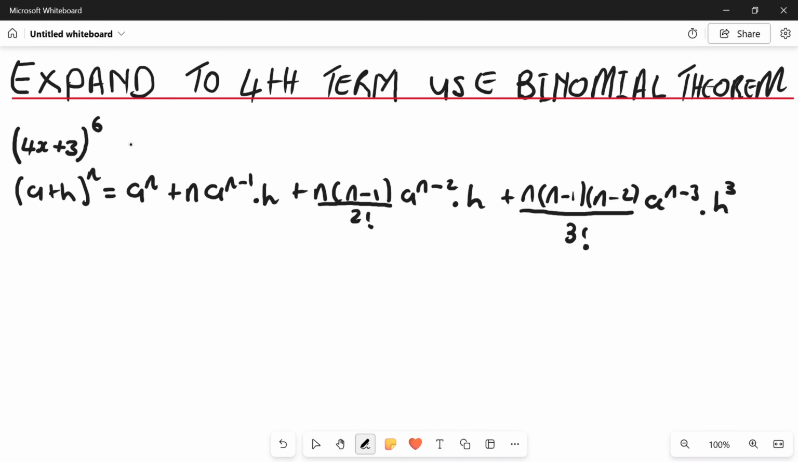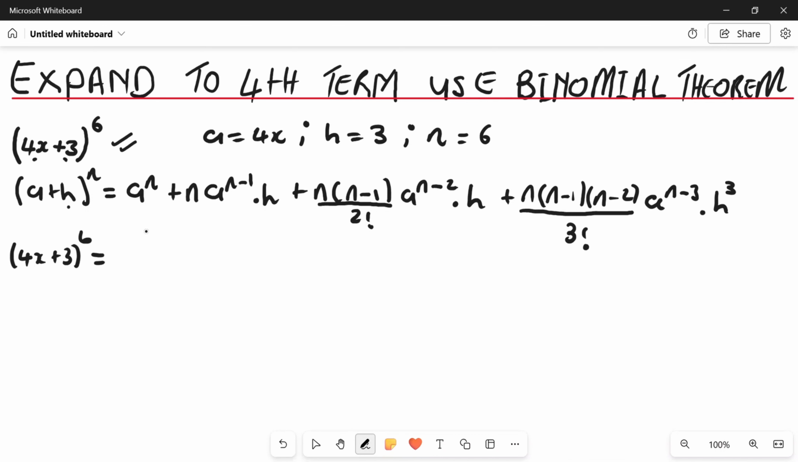Right. So in order for us to use this formula, we need to name a, h, and n based on our original expression. So we can say a is equal to 4x, which is this part here. Right. And then we can say h is equal to 3, because this one here is 3. And as you can see, that is h. And then n, which is our exponent, is 6. So from there, what you do here, you just substitute. So I'm just going to write the equation here and start substituting.